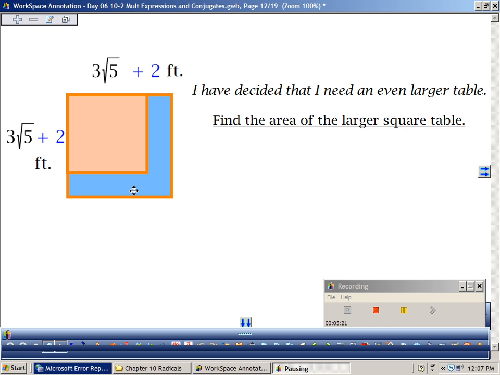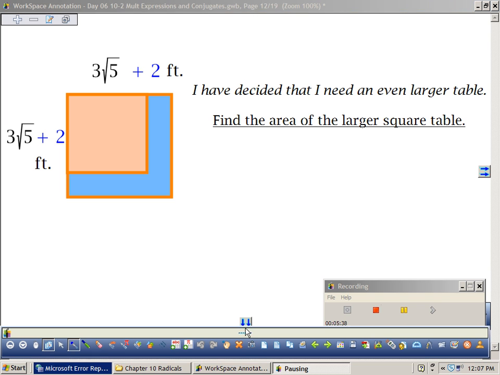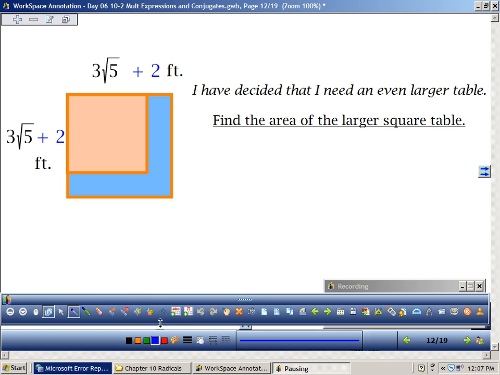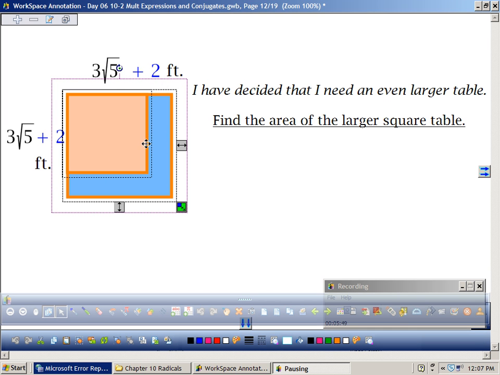Now we've got a little bit different of a situation, right? We already figured out what 3 root 5 times 3 root 5 is. You don't need to write this down. Yes, Connor? Almost. It's a little bit of a difference. I'm going to move it down here because I think it's easier to understand.